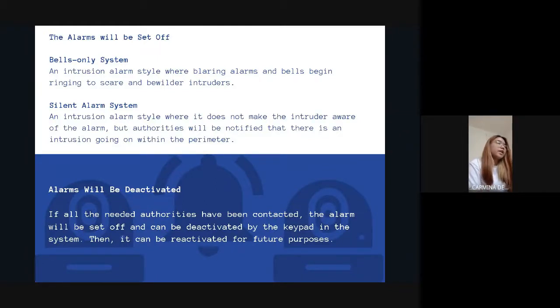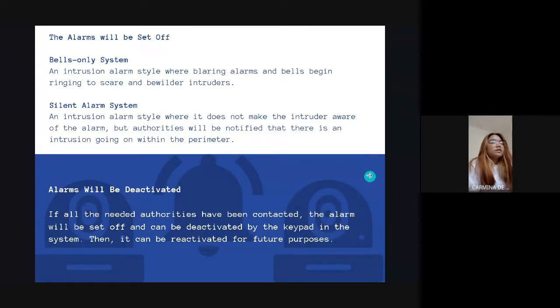So, finally, we have the last step. Alarms will be deactivated. If all the needed authorities have been contacted, the alarm will be set off and can be deactivated by the keypad in the system. And then it can be reactivated for future purposes.